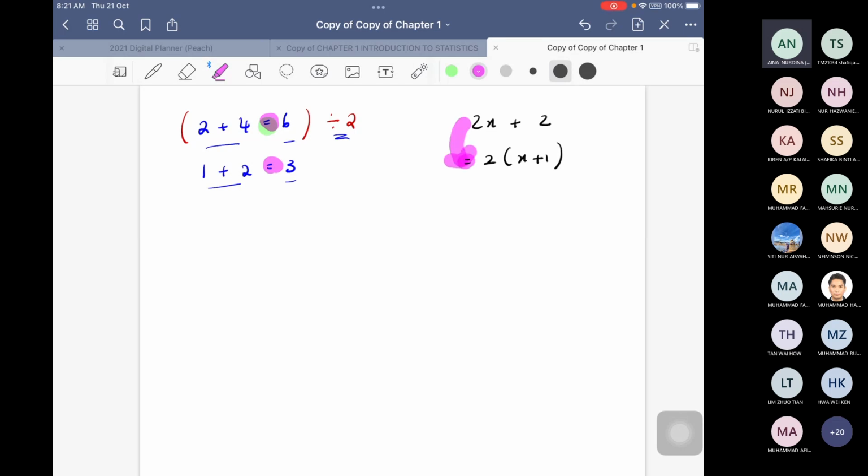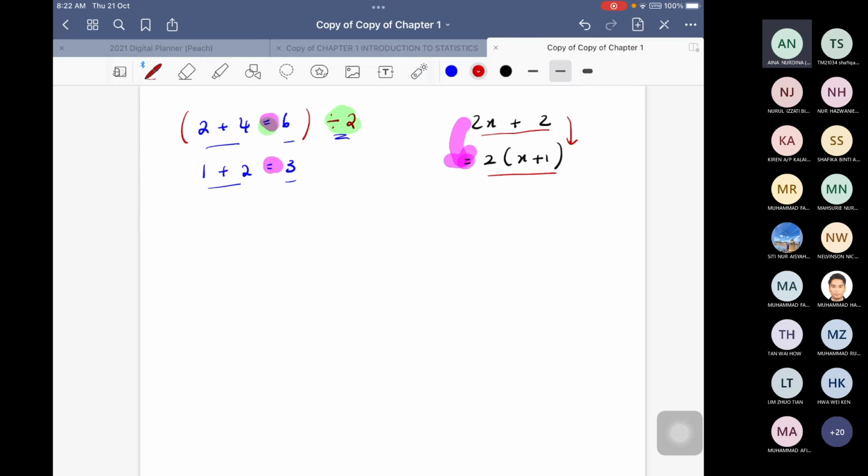Bila you tulis lagi banyak expression kat bawah ni, dia kena sama. Value dia kena retain daripada atas ke bawah ni. What do I mean value kena retain? Bila I kembang balik this expression, you kena dapat balik the original expression. Sebab tu, bila you ada expression, you tak boleh simply nak bahagi-bahagi. Okay? Those bahagi kiri, bahagi kanan tu, that only apply for the case of equation.